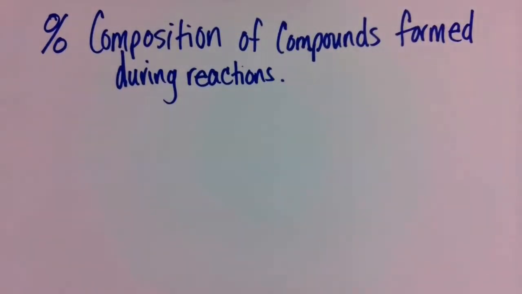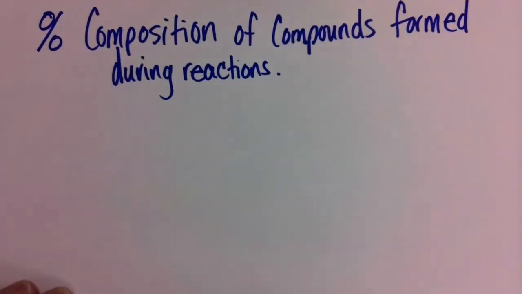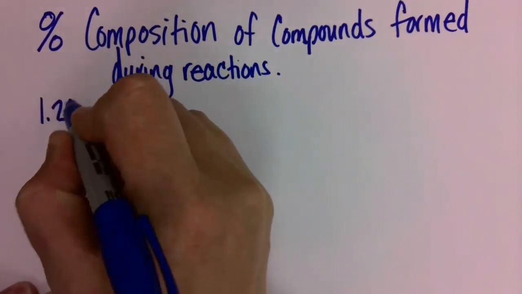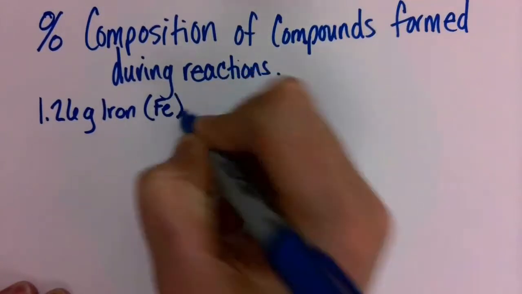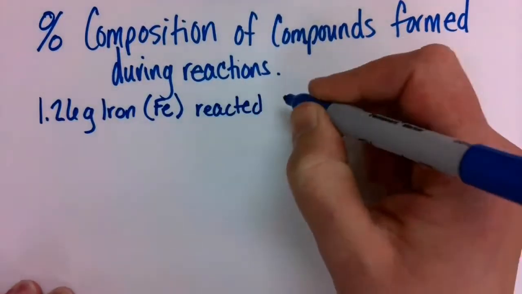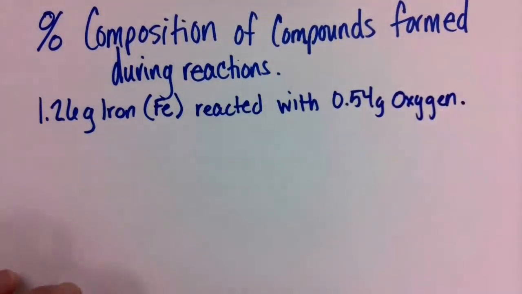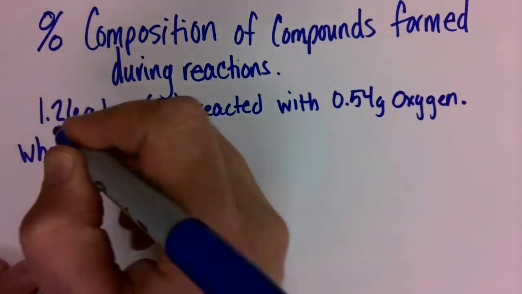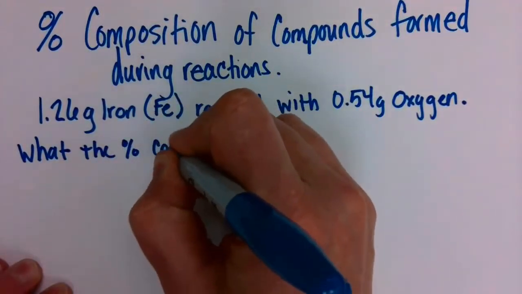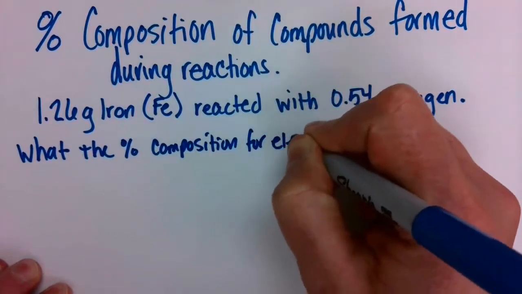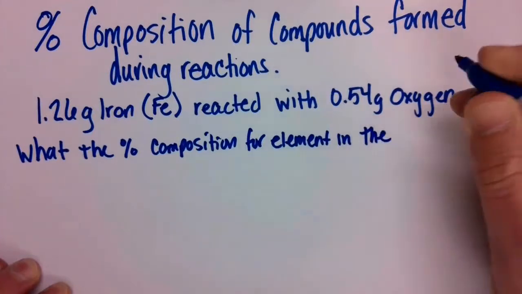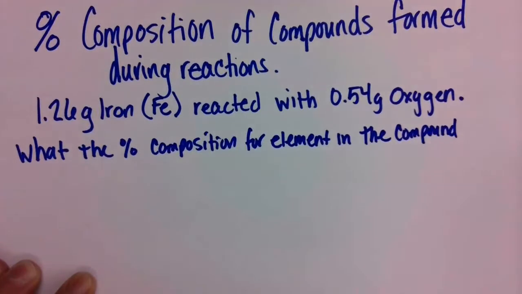Okay, so in this particular case, let's assume chemist Dr. Sargent reacts 1.26 grams of iron. So let's say I react 1.26 grams of iron, right, with an elemental symbol of Fe. Okay, we react that with 0.54 grams of oxygen. Okay, and I want to know what the percent composition of each element in the new compound is. Okay, so again, I want to know what the percent composition for each element in the compound that gets formed will be.